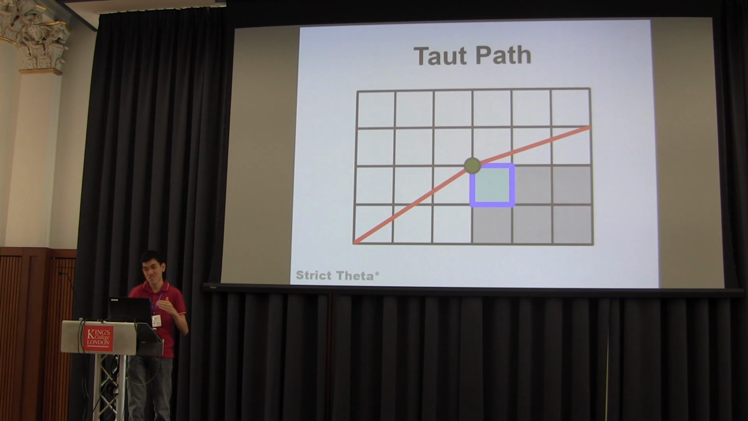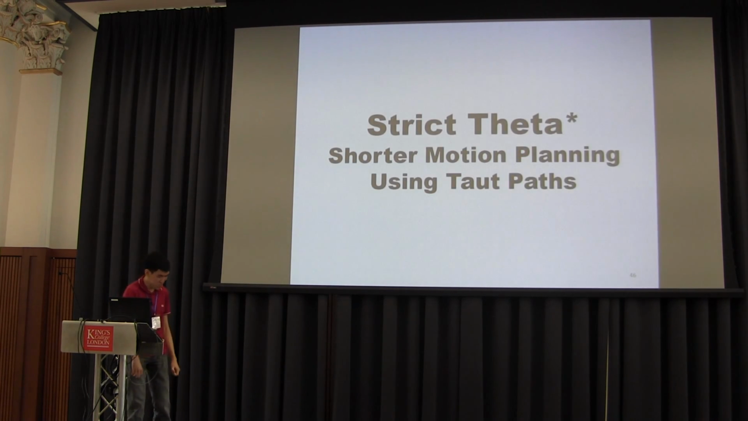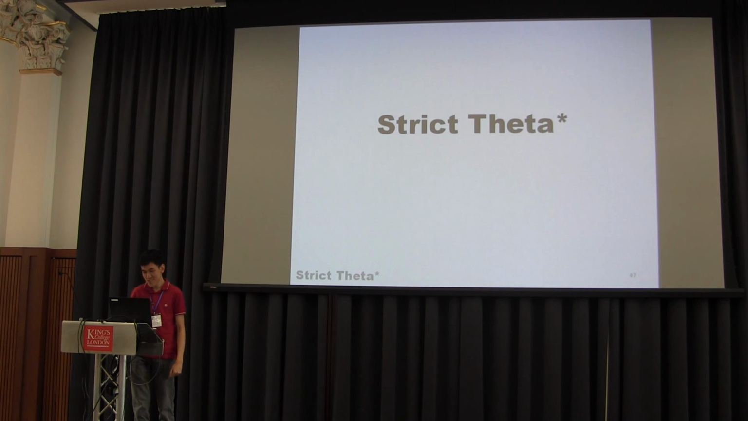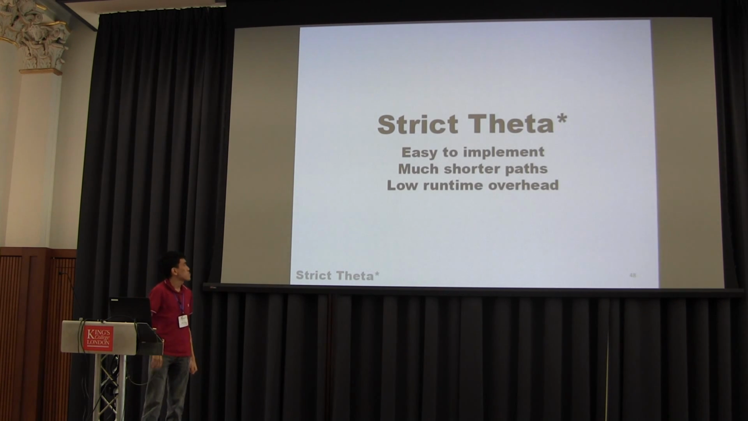So you can't pull it shorter because of that. So my algorithm, Strict Theta Star, takes advantage of using taut paths to plan shorter paths, and also more convincing paths, because taut paths are more convincing to a user. Some of the properties of Strict Theta Star: it is pretty easy to implement. I try to keep it as simple as possible. No complicated things. Shorter paths.